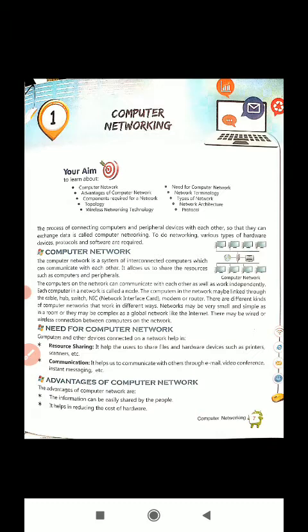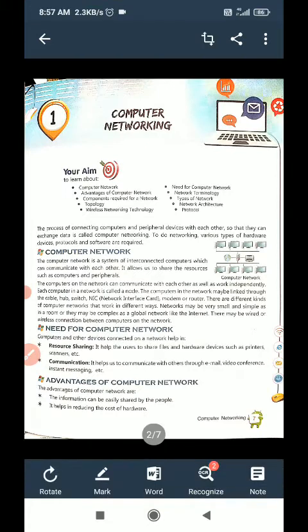So what points are we going to learn in this chapter? In this chapter we are going to learn computer networking, need of computer networking, advantages of computer network, network terminologies, components required for a network, types of network, topology, network architecture, wireless networking technology, and protocol. So let's start with a computer network.